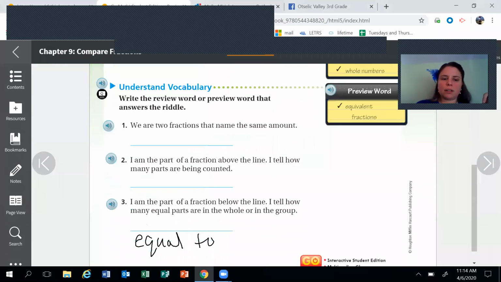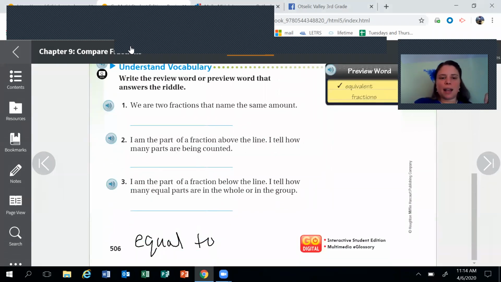Okay, let's look at the next one. I am the part of a fraction above the line. I tell how many parts are being counted. You guys know this one. You don't even have to look at the words. The top one is the numerator.